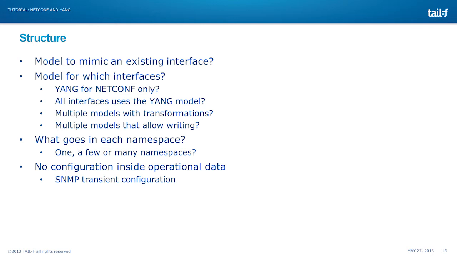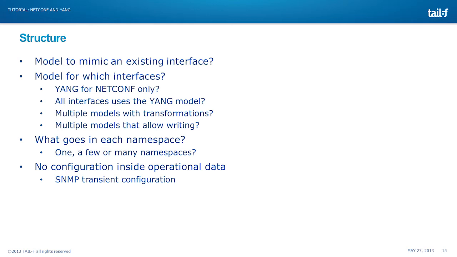Oftentimes people will, when they begin YANG modeling, start looking at feature sets. Like perhaps I'm doing a router, and so I'll maybe do a YANG module for each of my routing protocols for their configuration needs. So maybe I have a RIP model, an OSPF model, a BGP model, an IS-IS model, etc. Also remember, you can't put configuration data under your operational data.